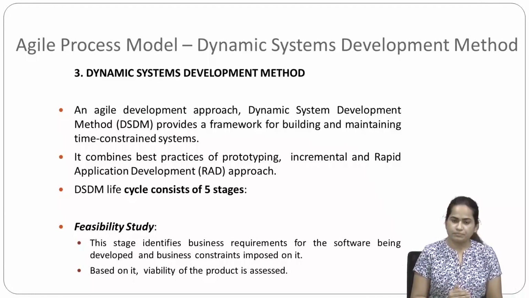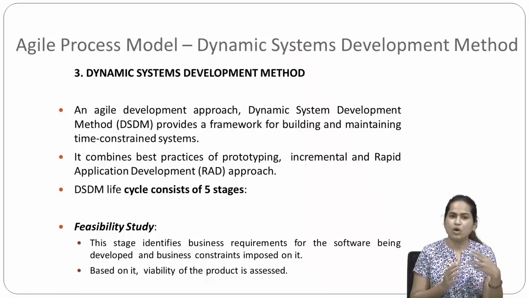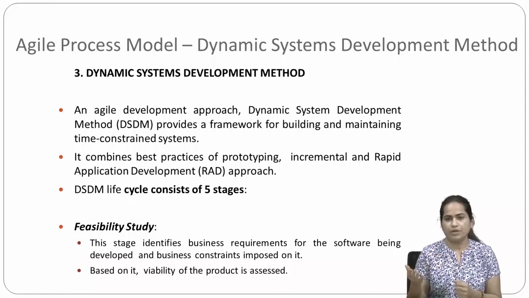After that we have the third process model. So we will discuss the dynamic systems development method. It is also called DSDM. An agile development approach, dynamic systems development method DSDM provides a framework for building and maintaining time constrained systems. It combines best practices of prototyping, incremental and rapid application development (RAD) approach. If we are talking about this dynamic systems development method, we can say it is a combination of the prototyping model, incremental model and rapid application development model.